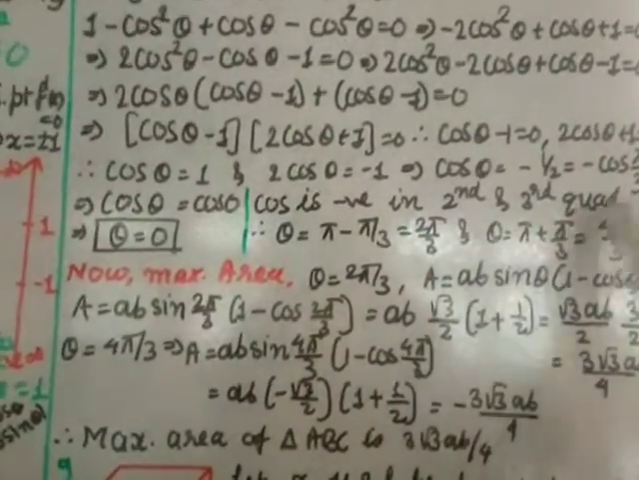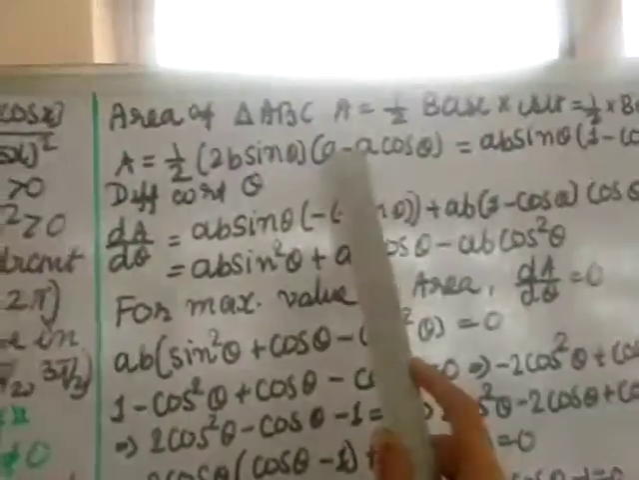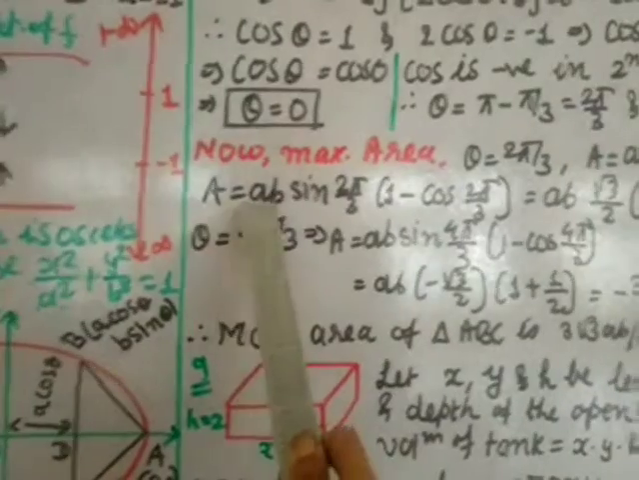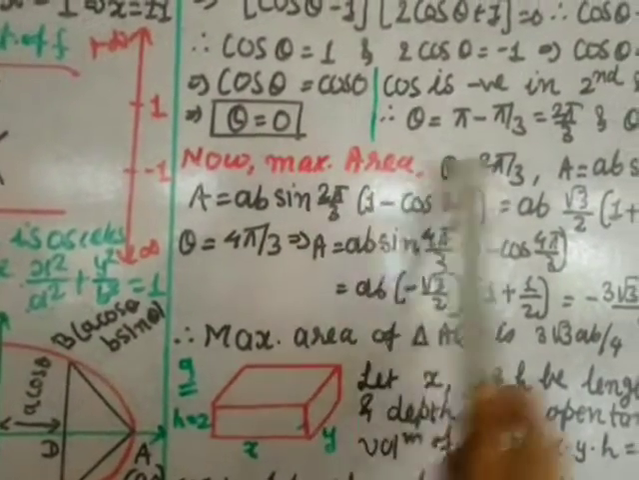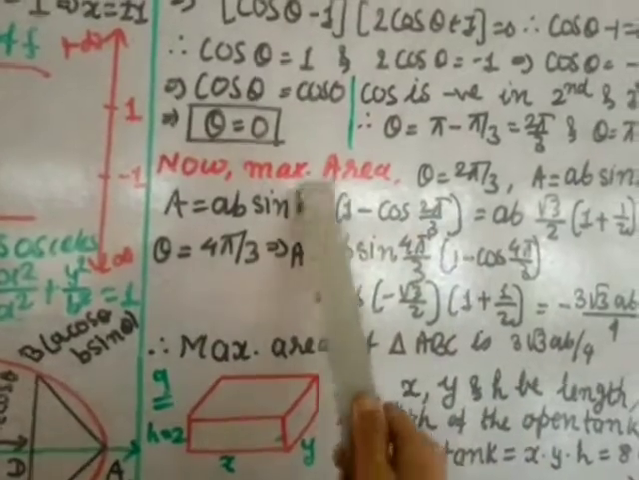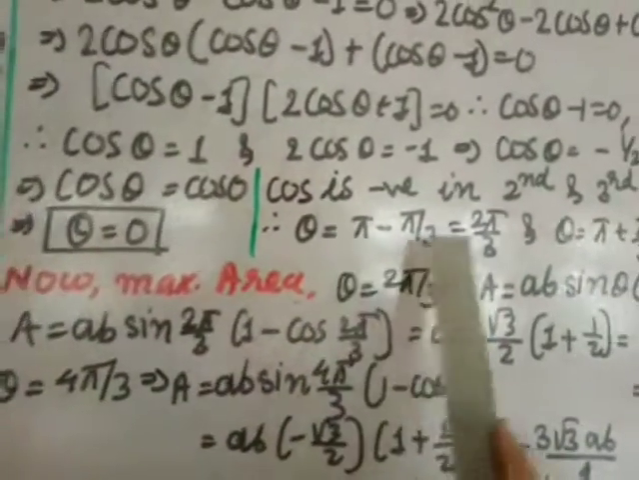Now we have to find the maximum area. So I place the value first 2 pi by 3 and 4 pi by 3. Okay, so let us put plus 2 pi by 3 in the equation of the area. Okay, so maybe here in this you can put AB sin theta 1 minus cos theta. So A is equal to AB sin theta, theta is equal to 2 pi by 3, into 1 minus cos 2 pi by 3.